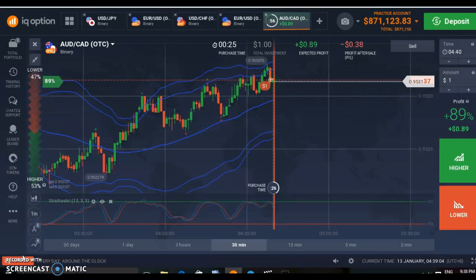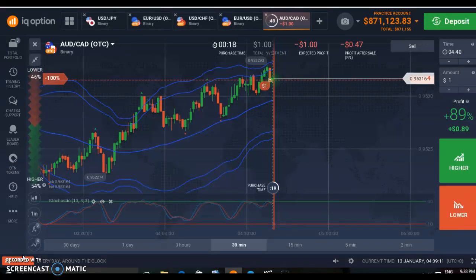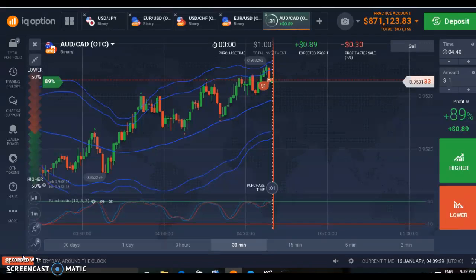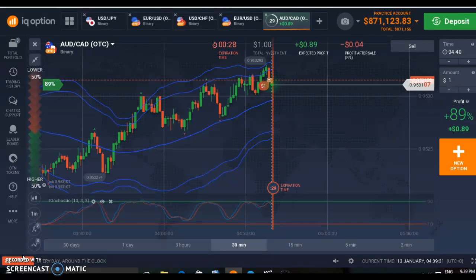Today I'll be showing you how I do my demo trading in IQ Option. So today is January 13 in the Philippines. It's 4 o'clock in the morning. So the market is OTC. So I'm using Bollinger Band, double Bollinger Band, and stochastic.